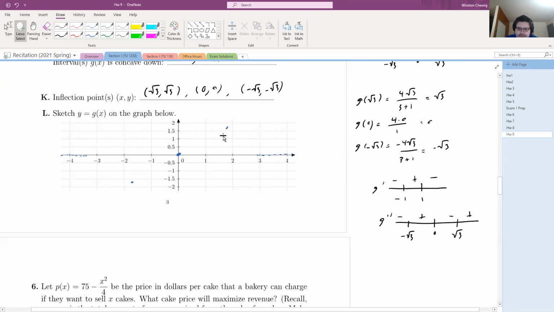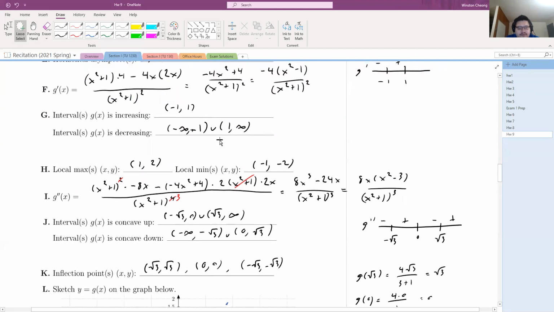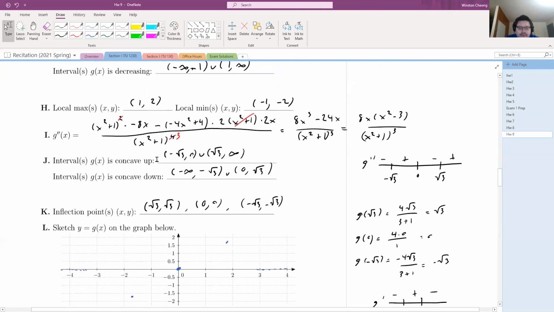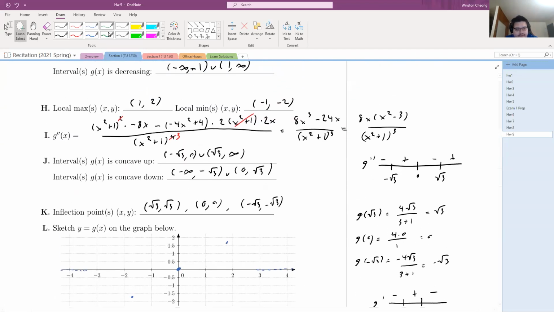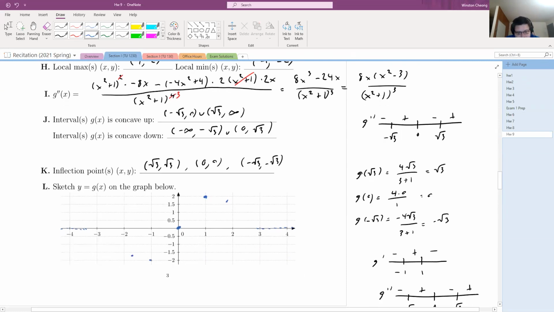After 1, it's decreasing, but there's a concavity change. Do I have maxes? I do have maxes somewhere. Yeah, 1, 2, -1, -2. So I have 2 more points that I can put. 1, comma 2 is up here. That's a max. -1, -2 is a local min. So we know that it's curving like so.